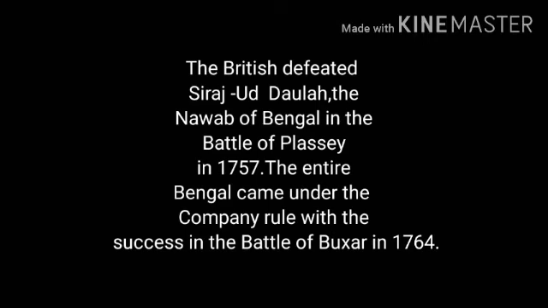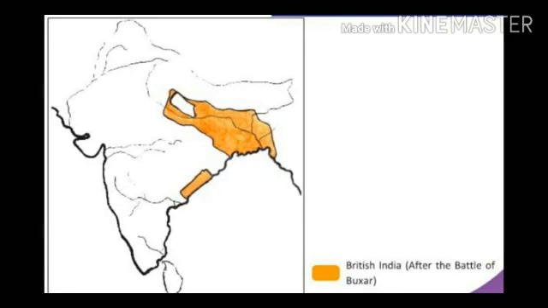The British defeated Sirajuddaulah, the Nawab of Bengal, in the Battle of Plassey in 1757, and the entire Bengal came under the company rule with its success in the Battle of Buxar in 1764. Thus, we can say that the English East India Company started its rule in India with the success of the Battle of Plassey in 1757 and the Battle of Buxar in 1764. The given map shows the British India after the Battle of Buxar in 1764.